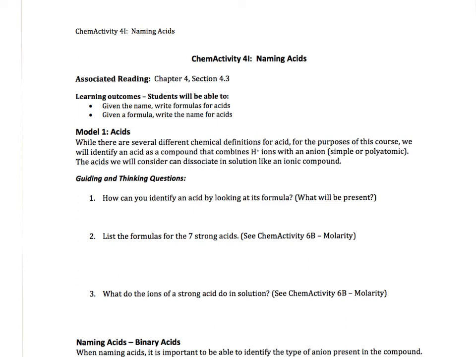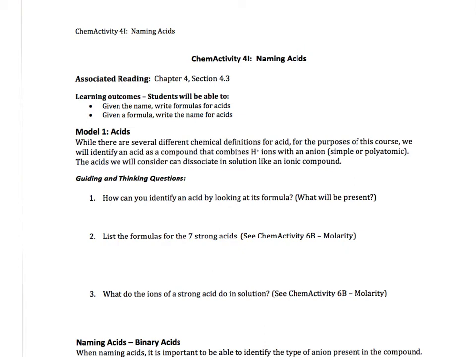Welcome to Chem Activity 4I. This is the last of our activities in which we're going to learn how to name different kinds of compounds. There are, of course, lots of other kinds of compounds that chemists learn how to name, but in Chem 111, this is our last little bit. And in this activity, we're going to concentrate on learning how to name acids.